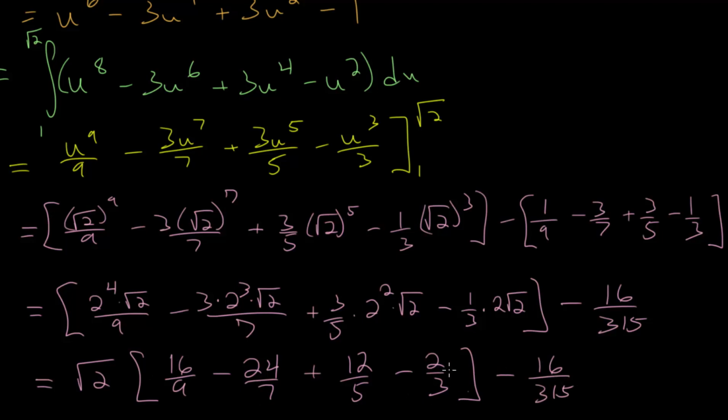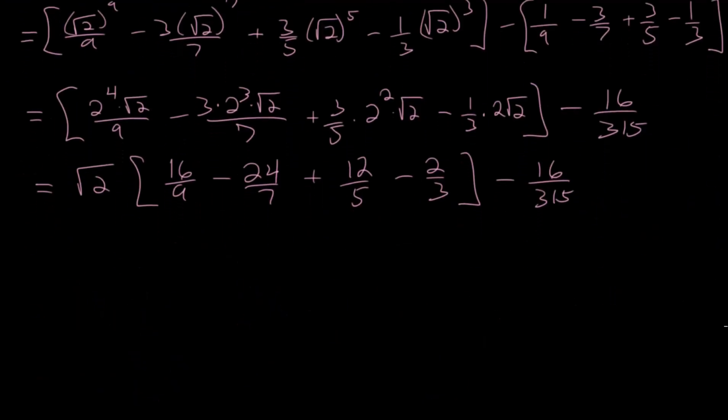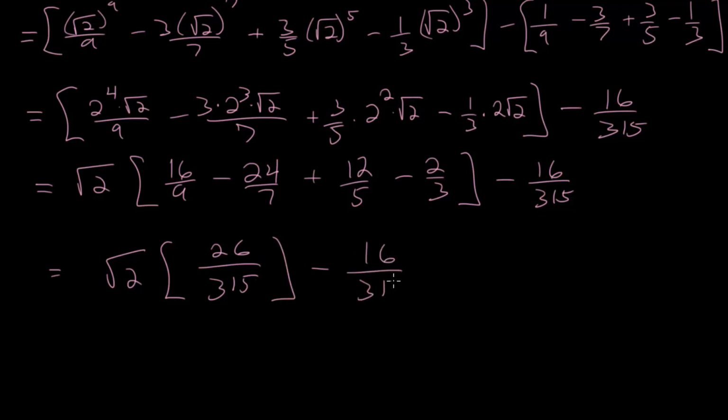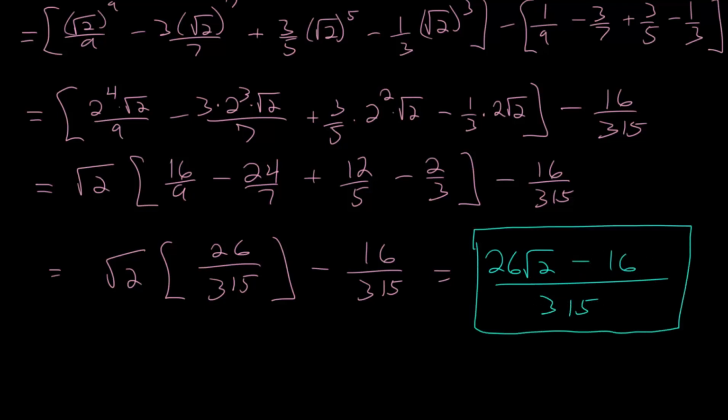So again, we can use a calculator for this, or you can do it by hand if you want. But once you use your calculator or do it by hand, you'll get the square root of 2 multiplied by 26 over 315. And we'll subtract 16 over 315. So if we want, we can actually put this with one denominator. We would get, as a final answer, 26 root 2 minus 16, and then all of this is over 315.